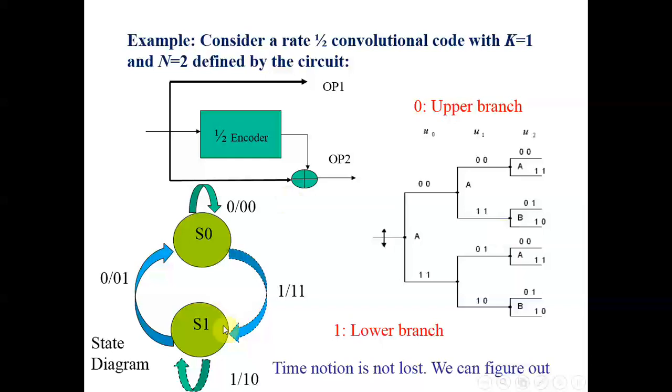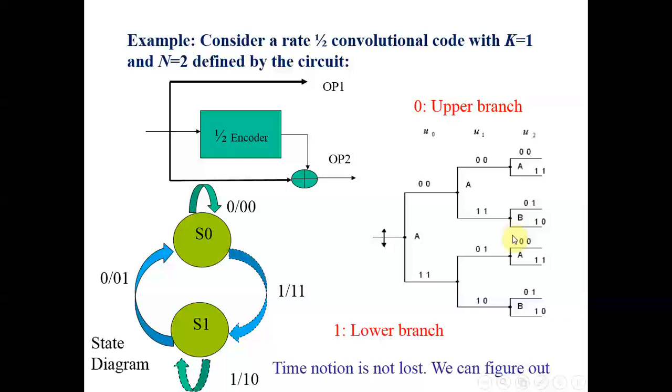But what is the disadvantage? State diagram is your most compact representation, and tree will now keep on expanding. Suppose I take 5 bits, then after first bit I come here, after second bit say I come here, after third bit, fourth bit, fifth bit. So the tree will keep on expanding in vertical as well as horizontal direction, because this branch will also increase, these branches will also increase. So the most compact representation is a state diagram.